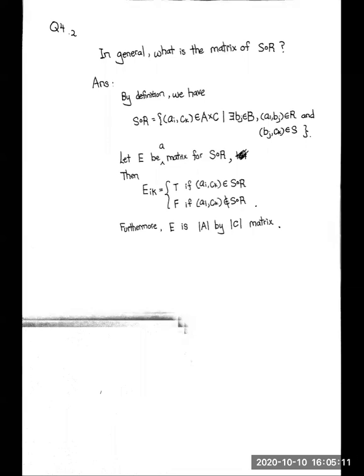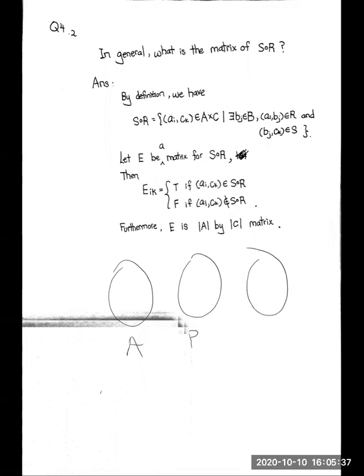And question 4.2. In general, what is the matrix of S compose R? So by definition again, we know that S compose R is the collection of all elements such that there exists a B that can connect these two elements together. Suppose we have three sets A, B, and C. This is relation R, this is relation S.